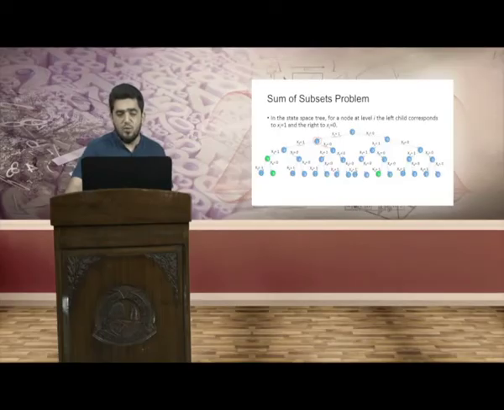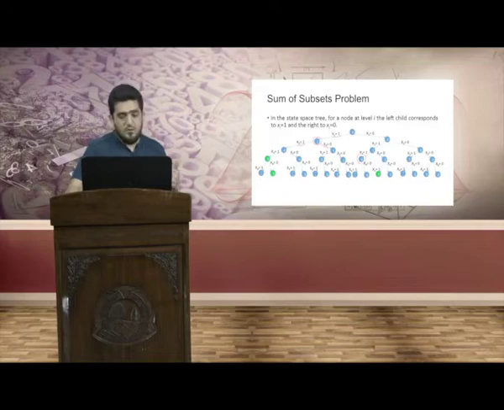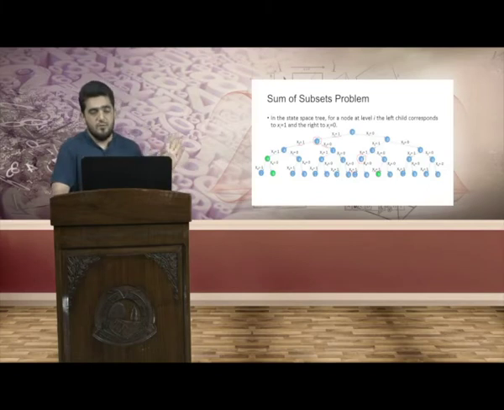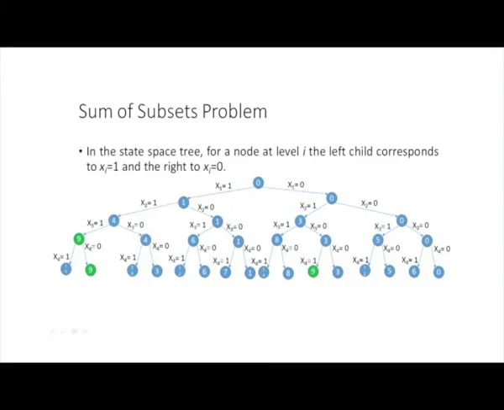Similarly, at any node, for example at this level number 1, 2, 3 and 4. For this node, the left child here means we are considering weight number 4. The right child here means we are not considering weight number 4, and so on and so forth. So we will stick to this notation.